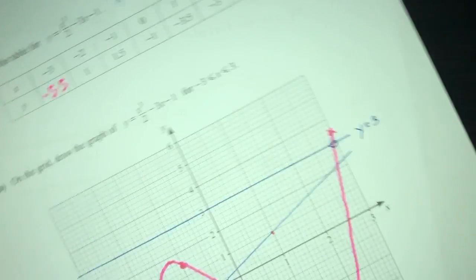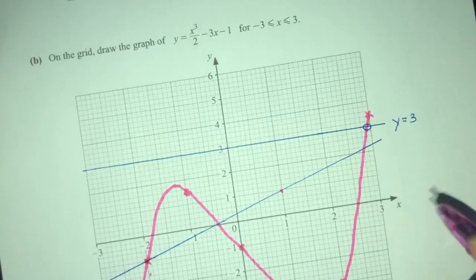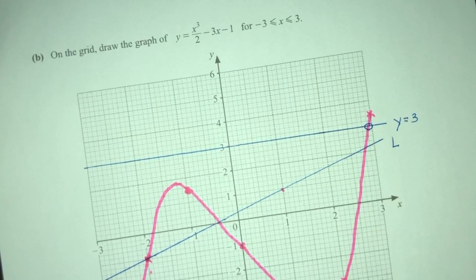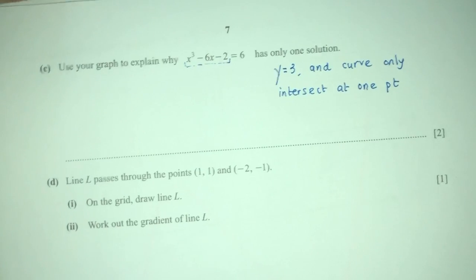And we can label this. Obviously, that should be the line L as given by the question. So part 1 done. Draw the curve, draw the line. We are good to go.